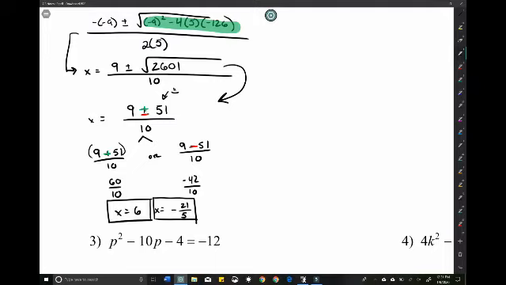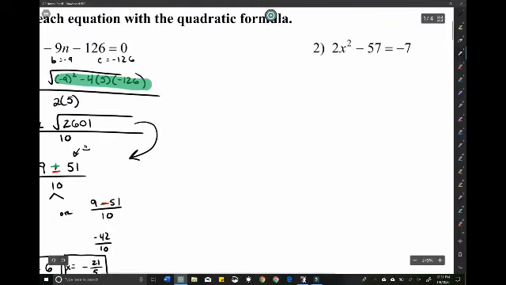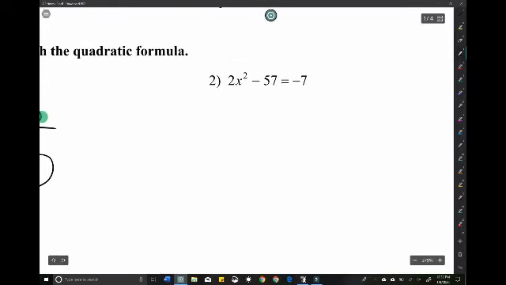Another example. For this one, number 2, first step, we've got to set it equal to 0. So we're going to move that over by adding the 7. Then what do we have? 2x squared minus 50 is equal to 0. Now, the only thing here is we have an a value. B is missing. There is no bx. So b is 0, and c is negative 50.